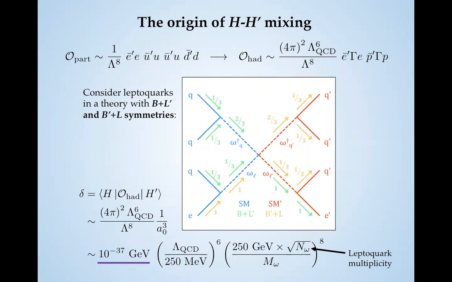And now just for the sake of specifying a plausible UV completion, let's, as I was saying before, suppose that these operators fundamentally arise from interactions involving leptoquarks. So an example of a diagram is shown here. And this is the color coding. We're imposing B plus L prime and B prime plus L as global symmetries and assigning charges to the leptoquarks in such a way as to avoid rapid proton decay and also to avoid neutron oscillations.